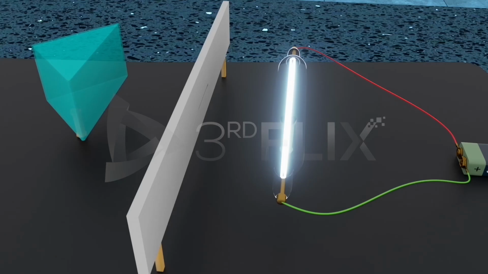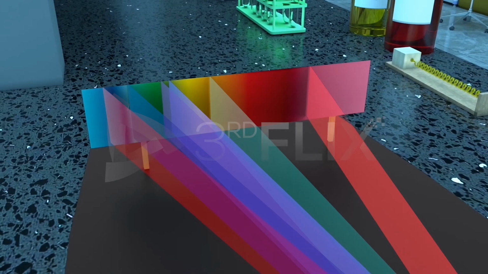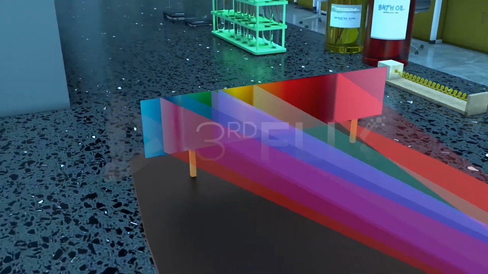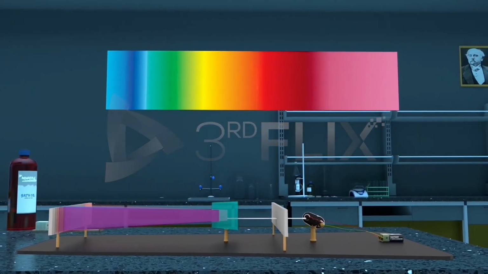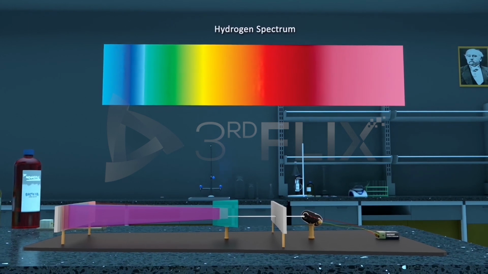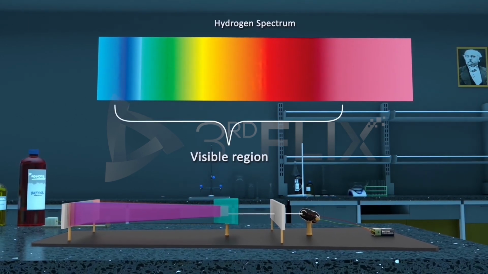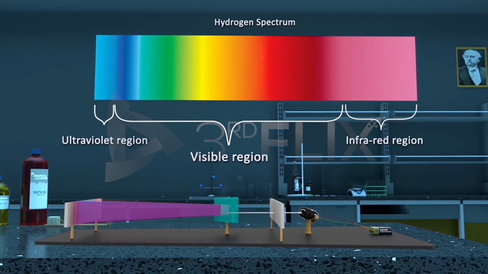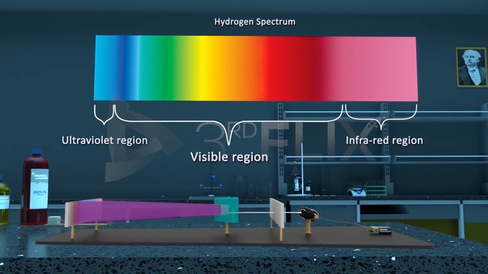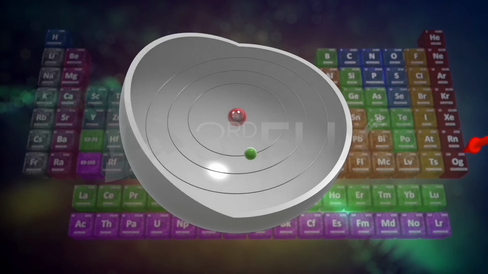This light, when allowed to pass through a prism and examined using a spectrometer, shows a series of lines of different wavelengths. The series of lines observed is called the hydrogen spectrum. Some of these lines are present in the visible region, while some others are present in the ultraviolet and infrared regions. Let's understand how these lines are formed.